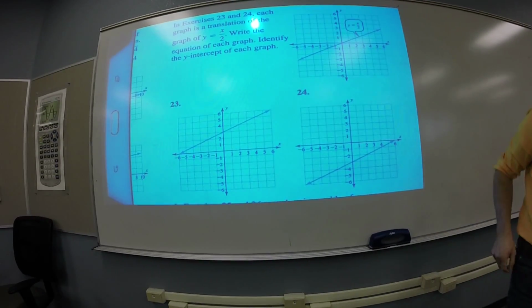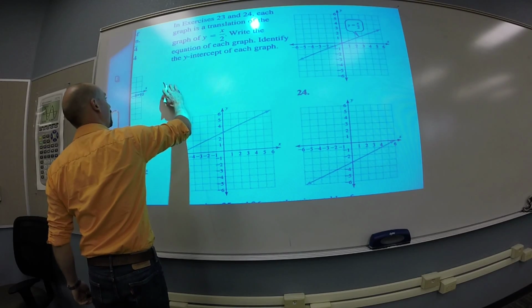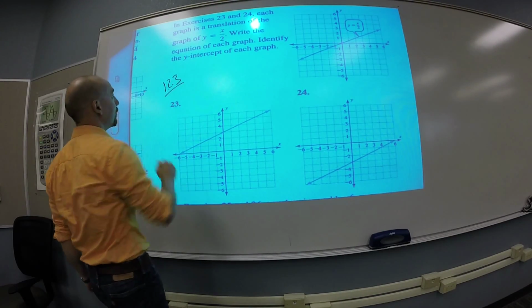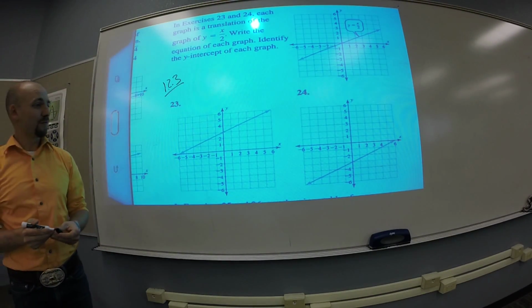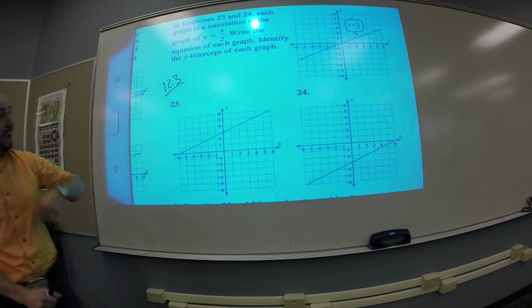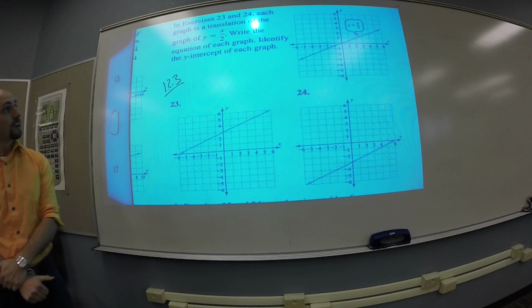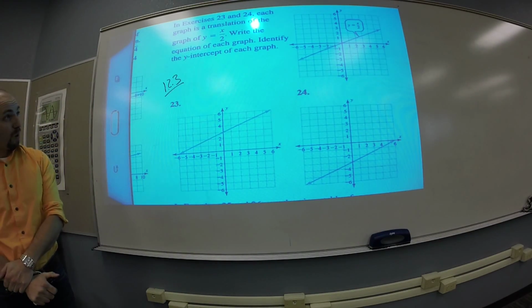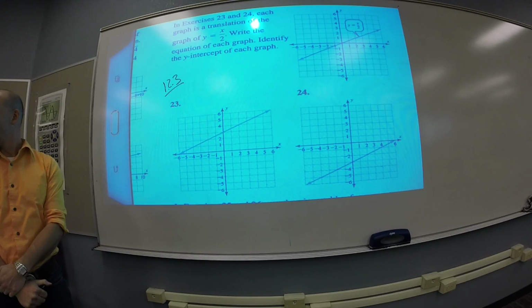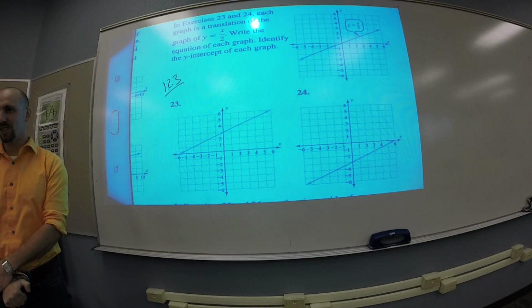Okay, so in 12.3, we want to do numbers 23 and 24, which are supposed to be translations of the graph y is x over 2. Which they have handily provided here. Okay, so that's a line with slope what? x over 2. 1/2. Right, the x is supposed to be there.